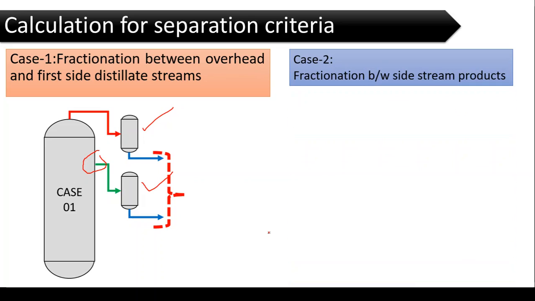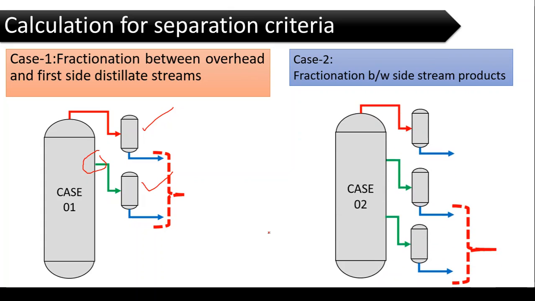Case 2 is basically for the fractionation between the side products, meaning this is one side product and this is a second side product. If I am going to find out the fractionation possibility between these two products, then we can go for case 2, where we have to use the graphs related to case 2. Now let us go one by one through some details.